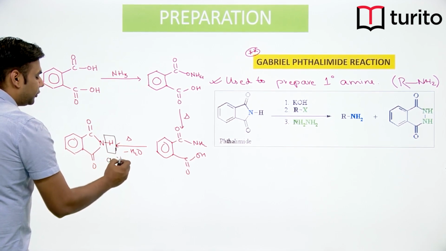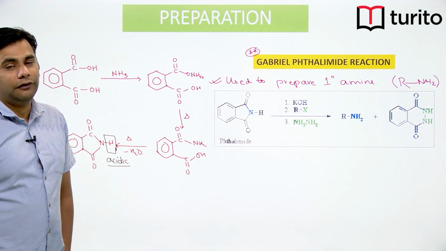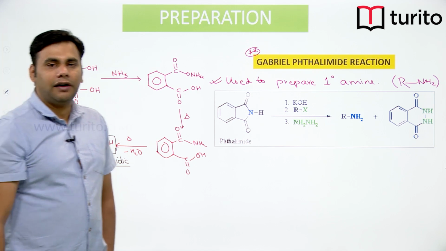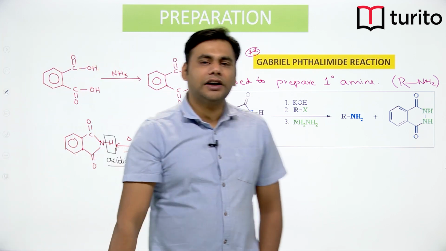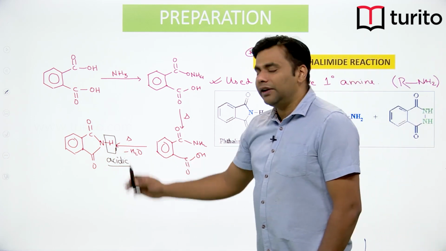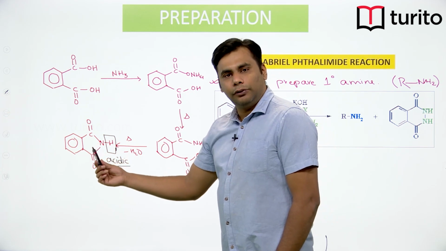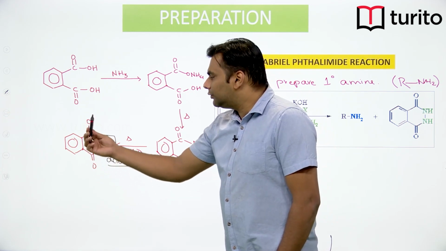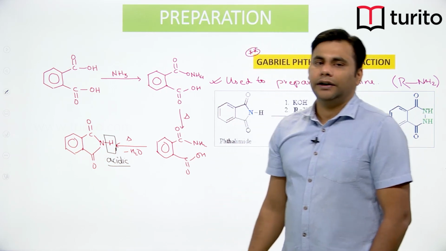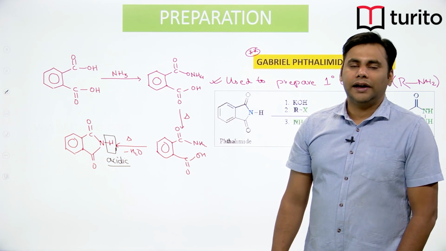because once it is abstracted, a negative charge would be formed on nitrogen. This hydrogen is already attached to an electronegative atom, and whenever a hydrogen is attached to an electronegative atom, it has acidic strength. Once it is deprotonated, a negative charge would be formed on nitrogen that would undergo resonance with both the C double bond O groups, and hence the stabilization of the negative charge would take place. So this hydrogen is acidic in nature.